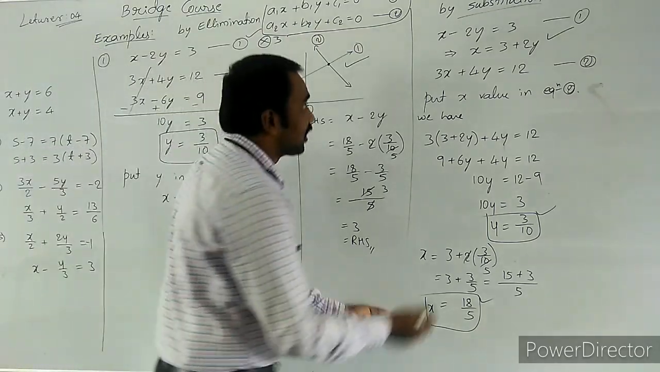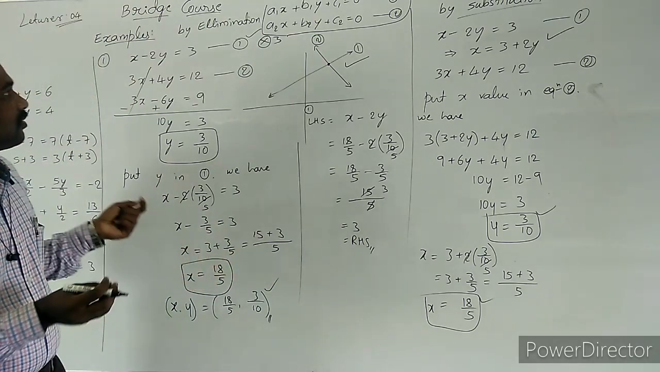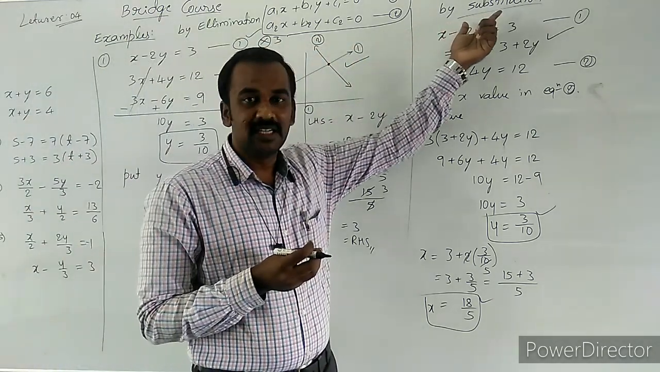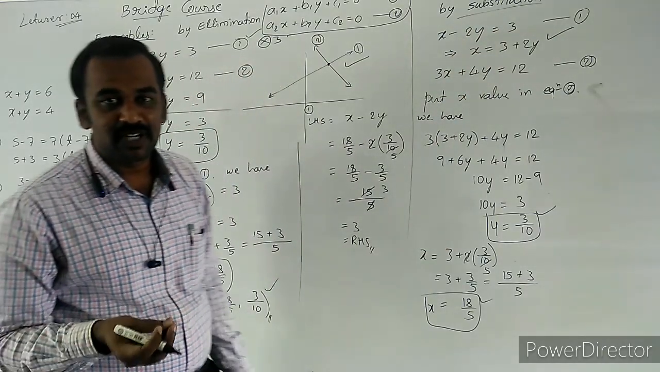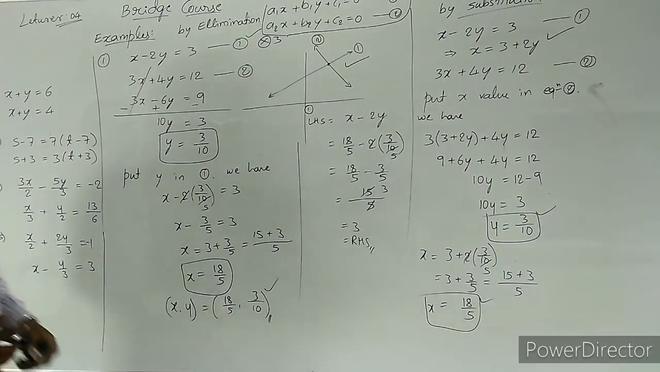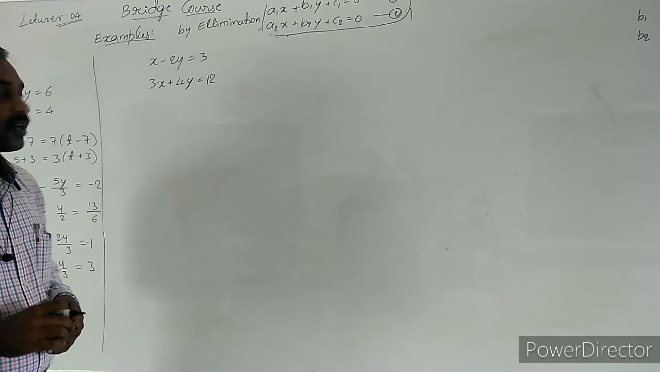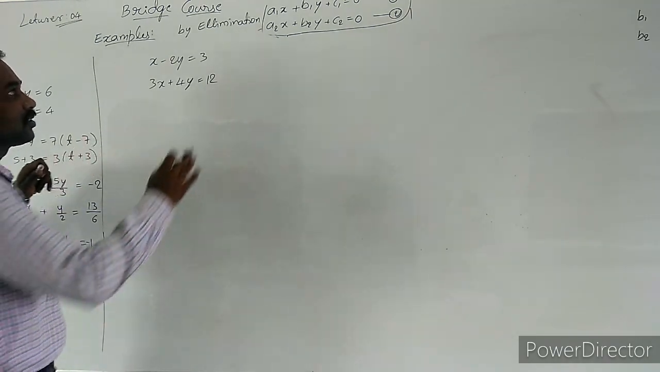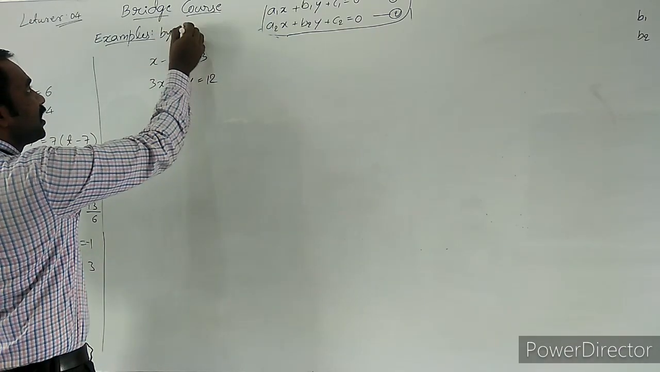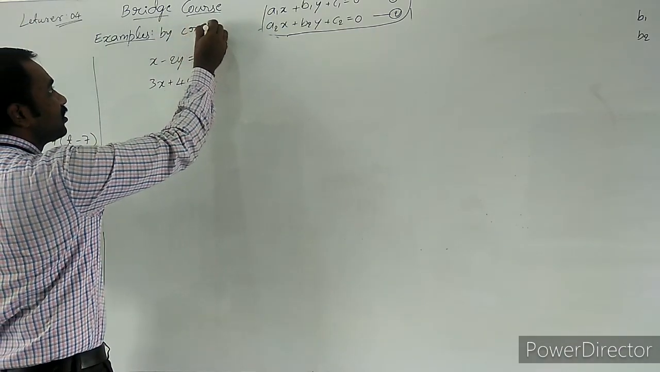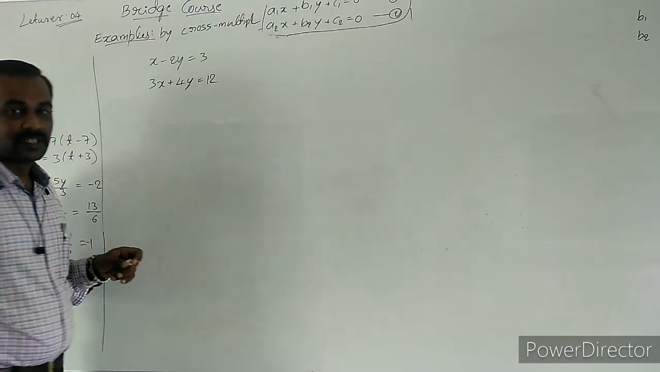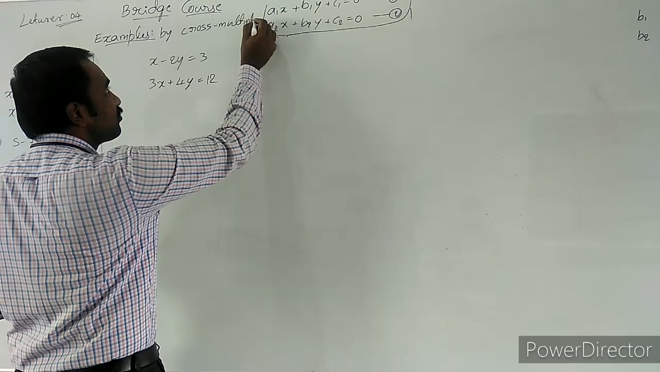So just remember any one of the methods. Don't forget it. Either the elimination method or the substitution method. Whichever method is convenient to you, you can apply that method. Anyhow, it is better to know the solution by the cross multiplication method. I will explain one problem to get to know which is the easiest method.